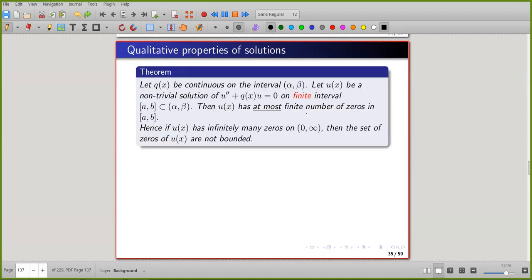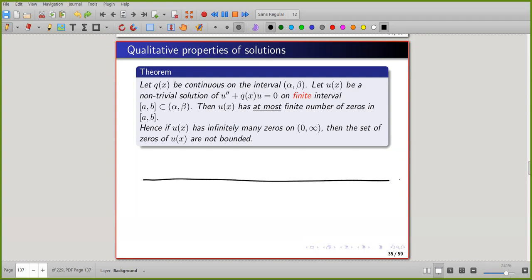Theorem: let q of x be continuous on the interval alpha comma beta. Let u of x be a non-trivial solution, meaning u of x is not 0, of u double prime plus q of x u equal to 0 on a finite interval a comma b. I take any closed interval a comma b sitting inside alpha comma beta. Then u of x has at most a finite number of zeros in this interval. Hence, if u of x has infinitely many zeros on the interval 0 comma infinity, then the set of zeros of u of x is not bounded.